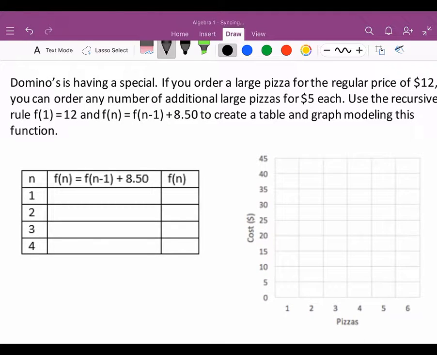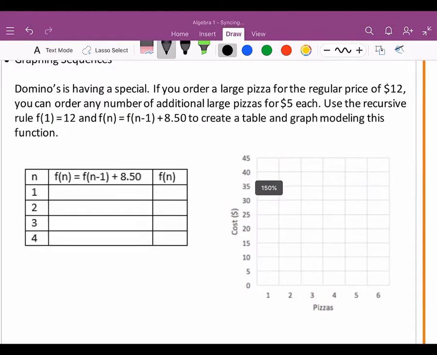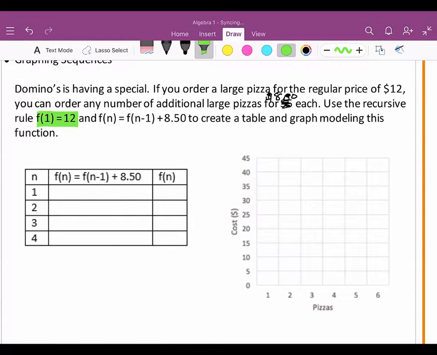Let's talk about a situation here. Domino's is having a special. If you order a large pizza for the regular price of $12, you can order any number of additional large pizzas for $5. Now that's a little incorrect. Domino's, they kind of change it. $5 apiece is a little too cheap, so let's do $8.50. Okay, use the recursive rule. F of 1 equals 12. Again, this is a recursive rule, and f of n equals f of n minus 1 plus 8.50.